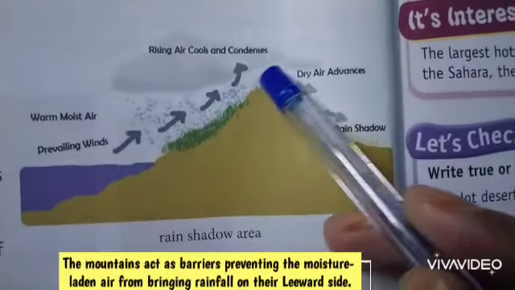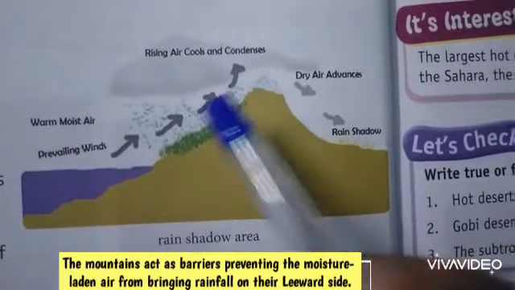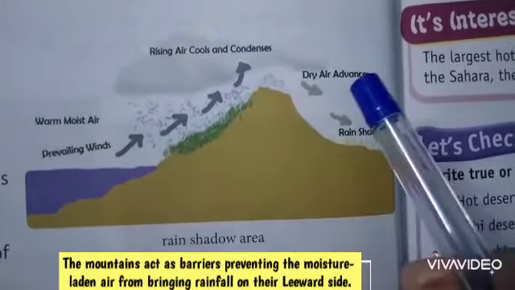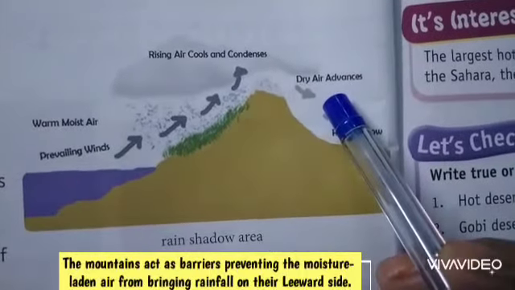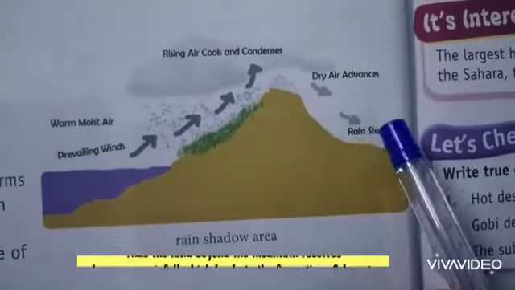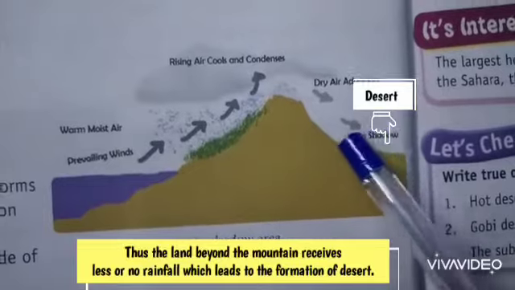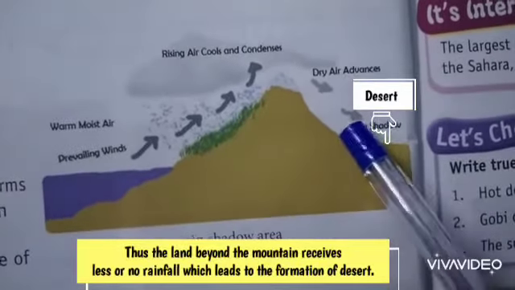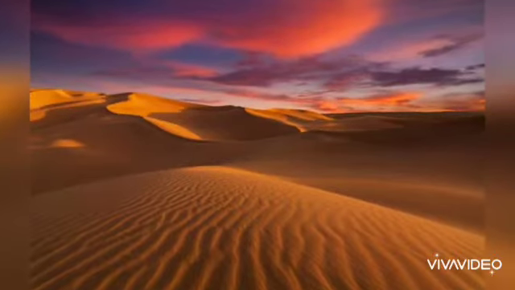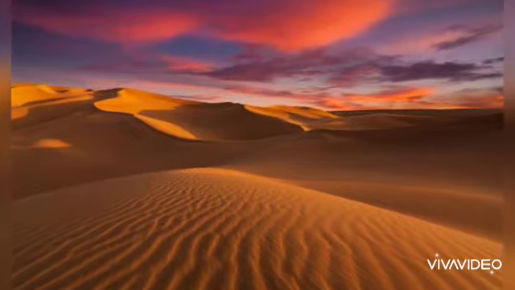Children, this mountain acts as a barrier. It prevents the moisture-laden air from bringing rainfall on the leeward side. Thus, the land here will be receiving less or no rainfall, which leads to the formation of a desert. Can you see here? This is the rain shadow effect. This is how deserts are formed.